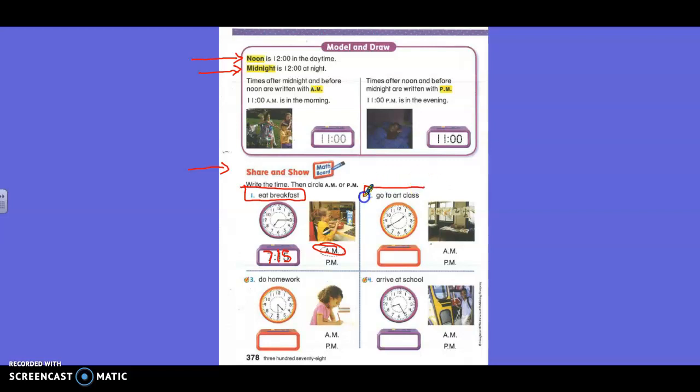Okay, go to art class. All right, because technically you can do art class in the morning or in the afternoon, right? But let's look at the time, okay? Look at the time. What hour is it on number 2? 2. It's between the 1 and the 2, which means it's 1. Okay, 1, and what's the minutes? 40. 1:40. Okay. Well, let's think about this.